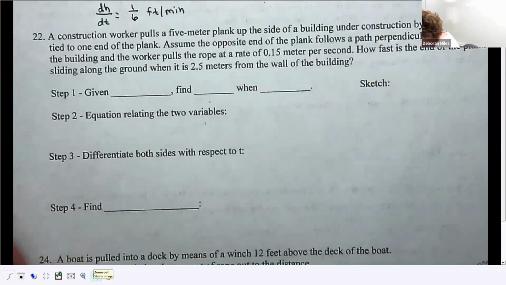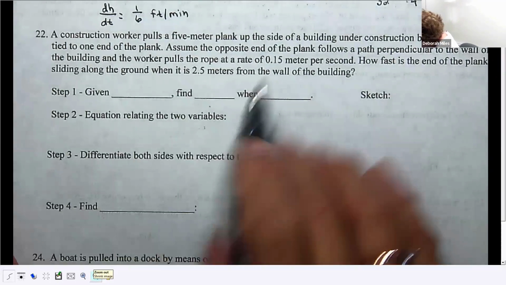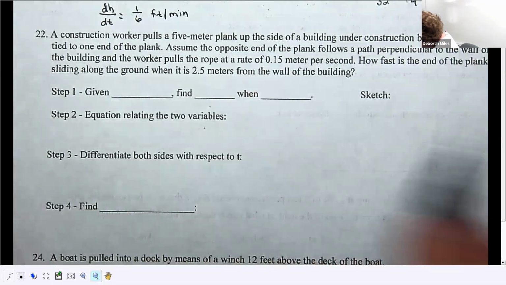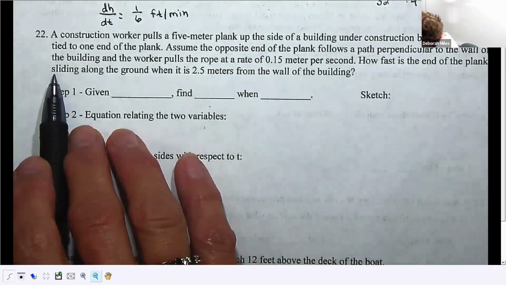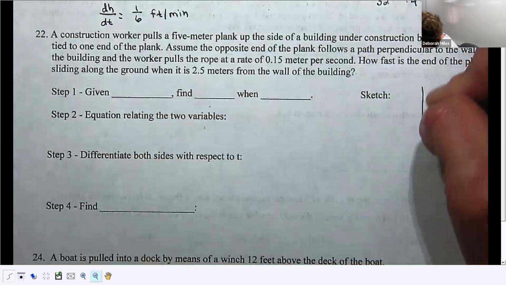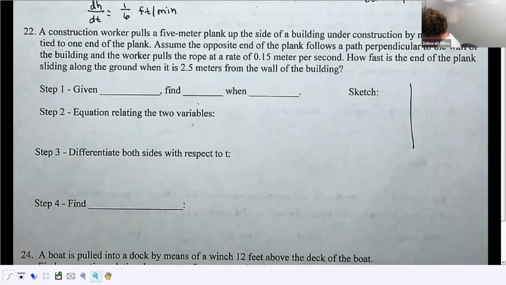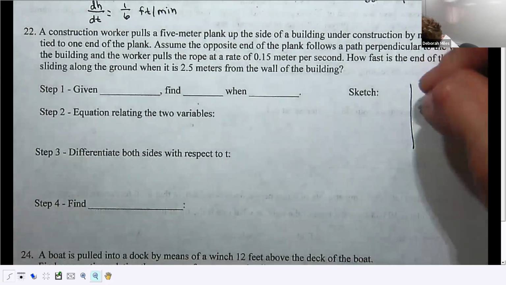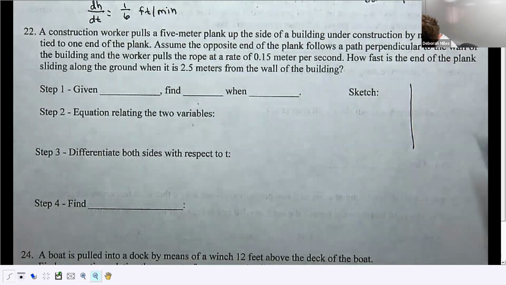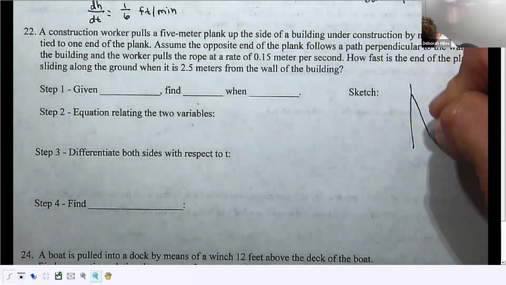All right, a construction worker pulls a 5-meter plank up the side of a building under construction by means of a rope tied to one end of the plank. So it really helps me to try to sketch that and label it with the variables I'm going to be using. This is a plank being pulled up the side of a building. That's my side of the building. Here's the plank.